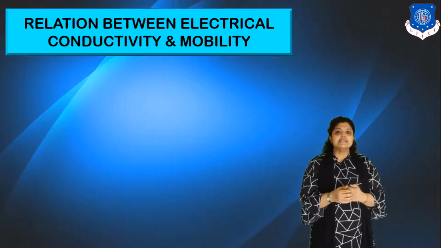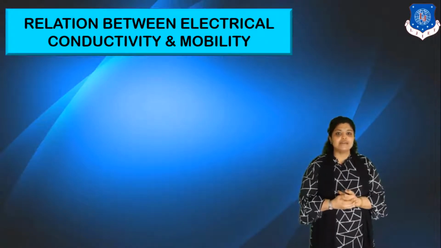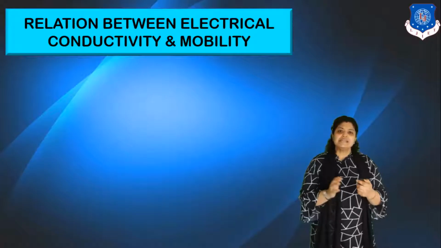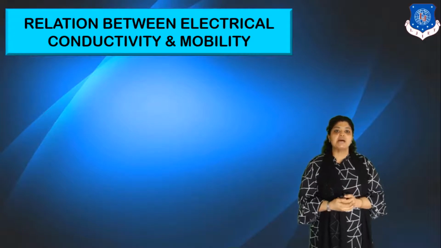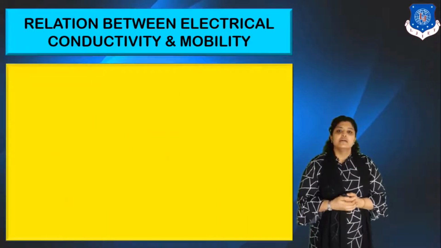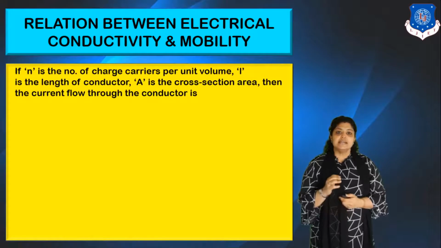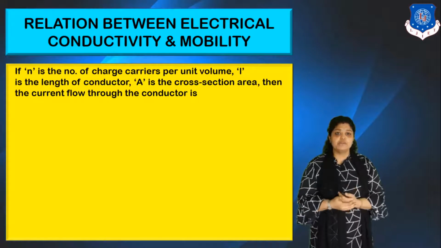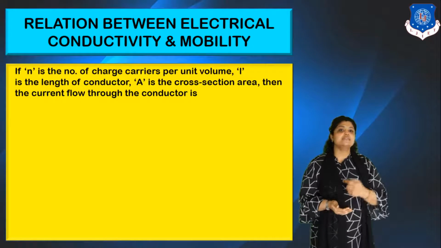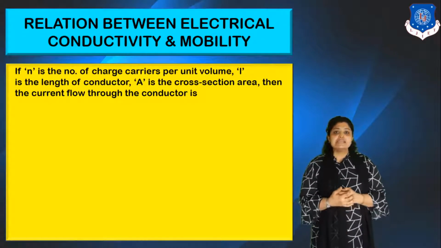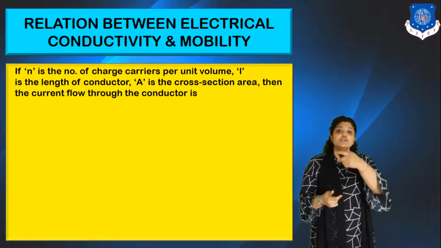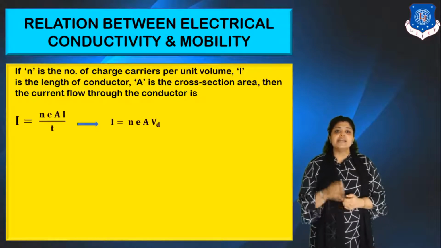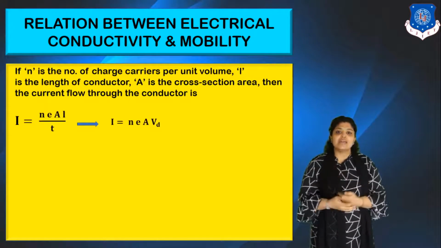Now, let us discuss a small relation between electrical conductivity and mobility. It's a basic derivation between sigma and mu. Suppose we consider that the number of charge carriers in any conductor is n per unit volume. That means the charge carrier density is n, L is the length of conductor, A is the cross-sectional area of conductor. Then we define current as the total charge upon time, and hence we get I, that is current, is equal to neAL by T.